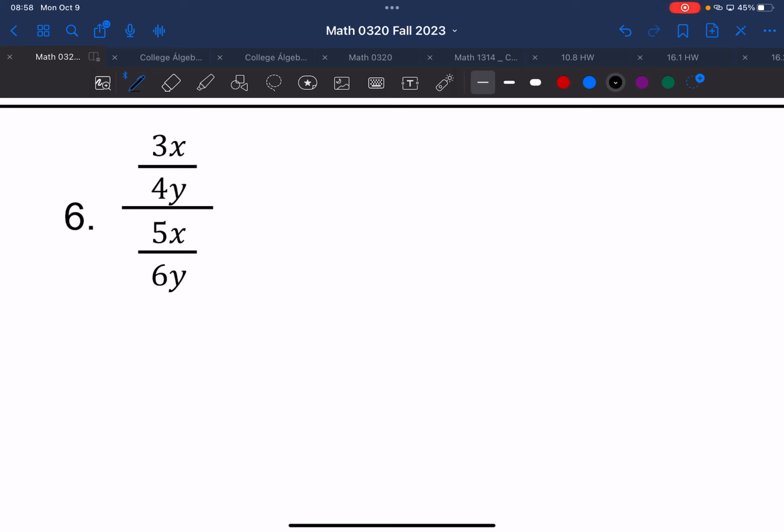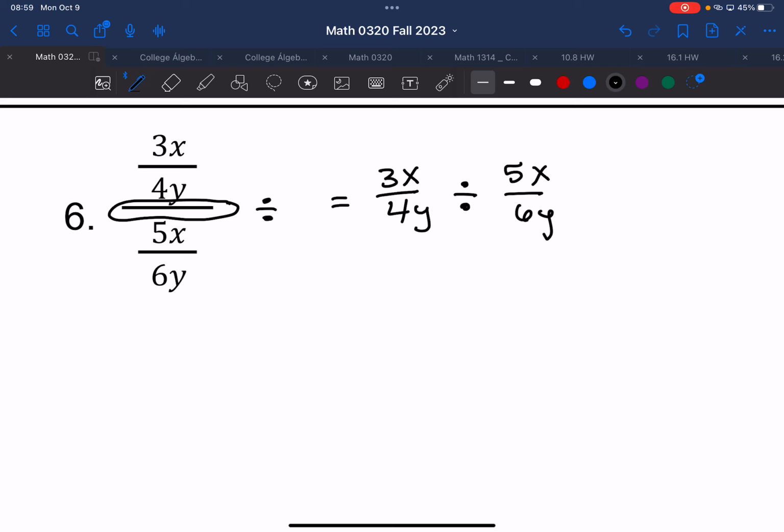So number 6 looks like we have a fraction over another fraction. So a fraction in our numerator and a fraction in our denominator. We could rewrite this division bar here as just a division symbol. So we could say this is the same as 3x over 4y divided by 5x over 6y. That looks less intimidating than that giant fraction. Okay, so I didn't do anything to the problem except rewrite it as a fraction divided by another fraction.